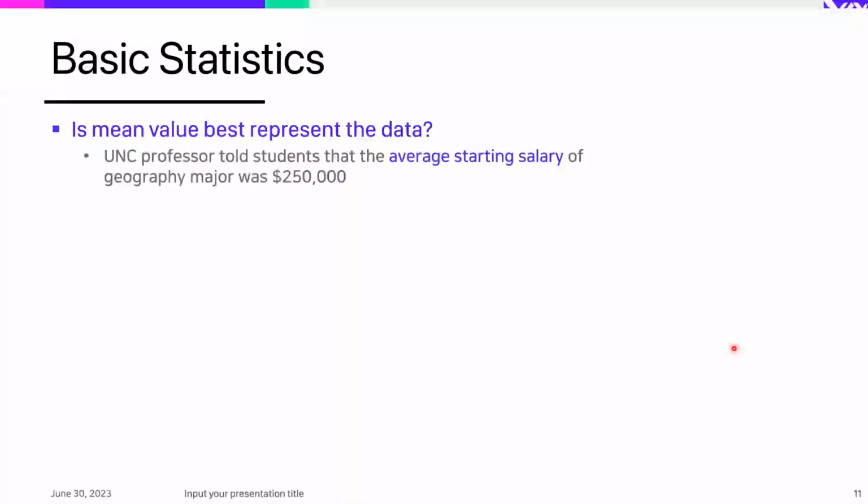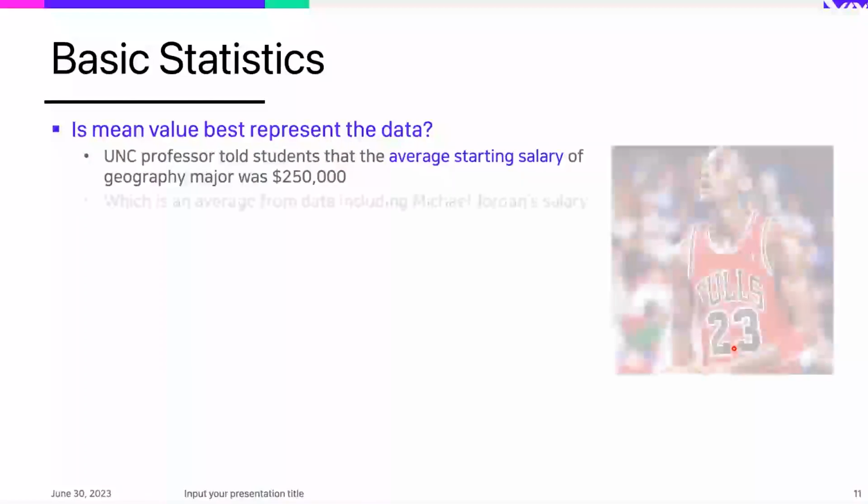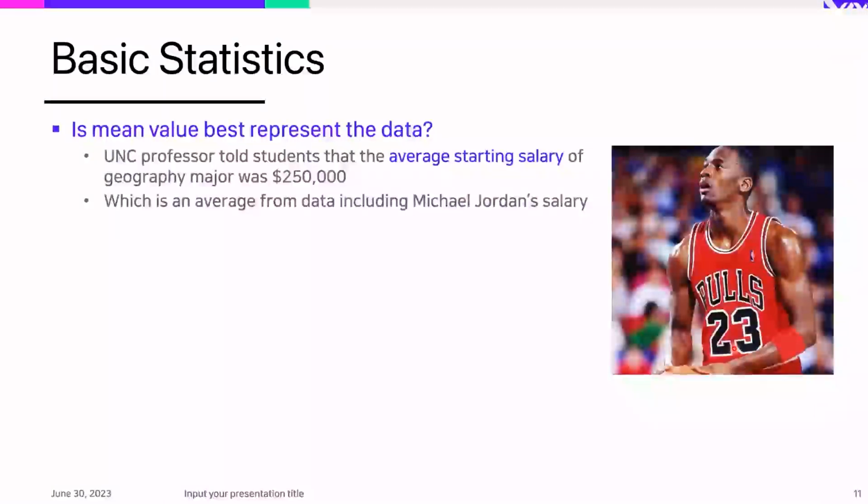For instance, I think we've all heard this example. There's a UNC professor who told students that the average starting salary of a geography major was $250,000, which is about what, 30억? I think. And geography major, which is 지질학, I think. So that's pretty high. So how can this result happen? And maybe some already predicted, it's because he included Michael Jordan's salary in it. And that makes the average so high that the mean is not really the best representative of the actual population.